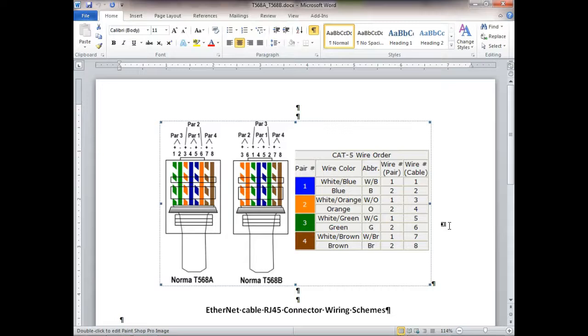A straight through cable, right? You understand? So a straight through cable, we wire both of them 568B. Now why they didn't use the A, I have no idea. If we're going to wire a crossover cable, we're going to wire one end as a 568A. The other side we're going to wire as a what?